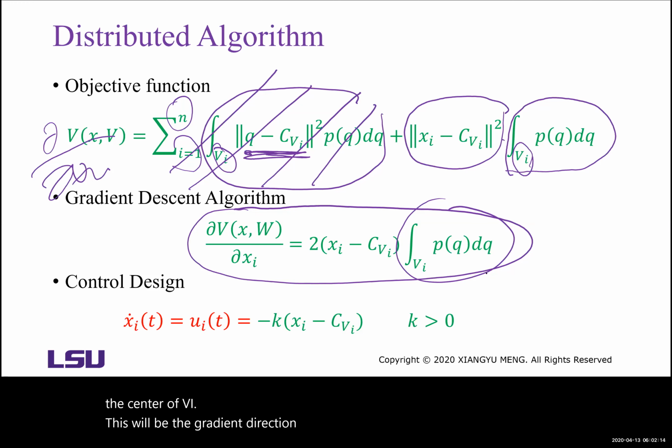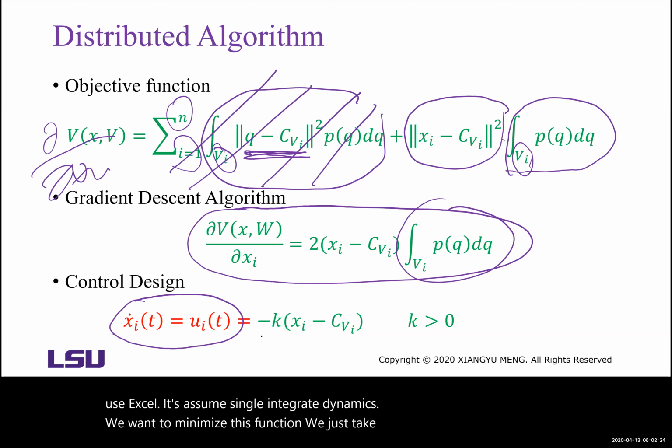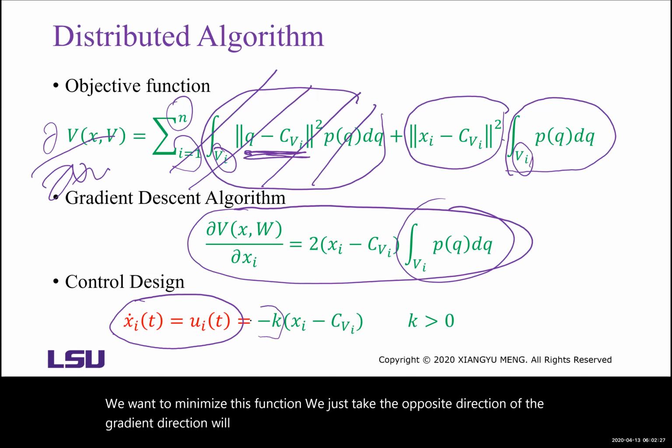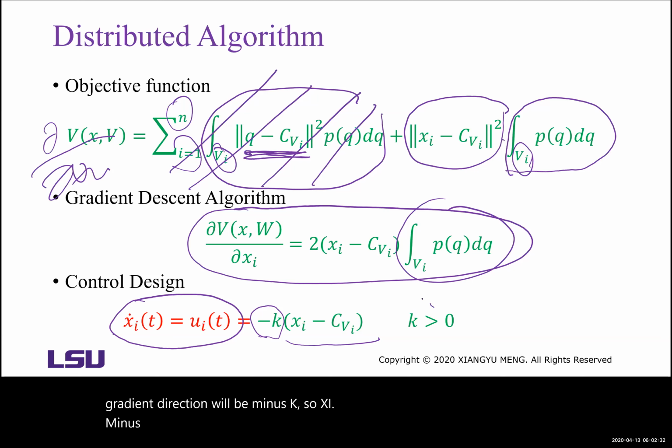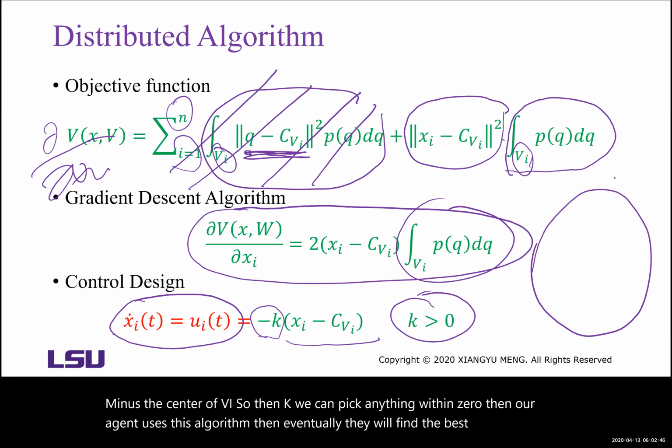So then for the control design part, we can use x dot. Let's assume single integrator dynamics. We want to minimize this function. We just take the opposite direction of the gradient direction, which will be minus k times xi minus the center of vi. Then k, we can pick anything greater than 0. Then every agent uses this algorithm. Then eventually they will find the best location to cover an area omega.